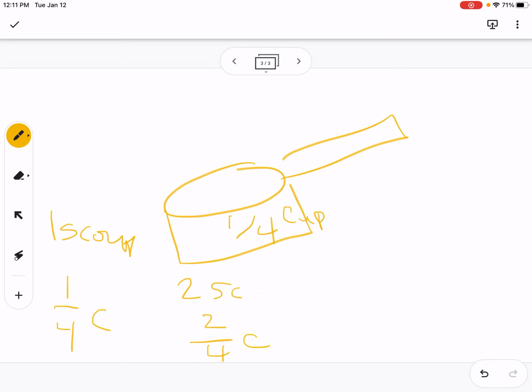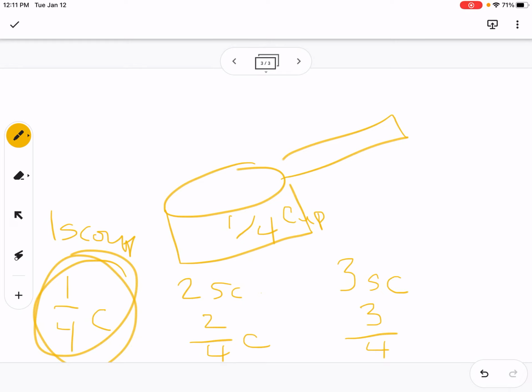What if I reached in and I pulled out 3 scoops and put them in a bowl? Now I've got 3/4, three quarters of a cup of flour. Notice they've all got 4 on the bottom because this measuring cup is of a certain size that it takes 4 of these to make a whole. The top number is the only thing that's changing because I'm changing the number of scoops I take out of the flour bag. 1/4 of a cup means I went into the flour bag once, and that's all. And I put that in a bowl. That is 1/4 of a cup of flour.